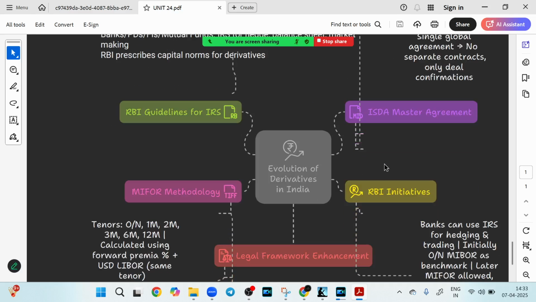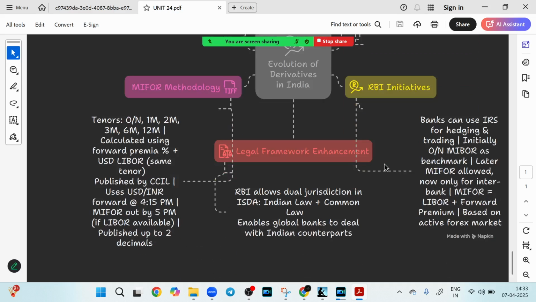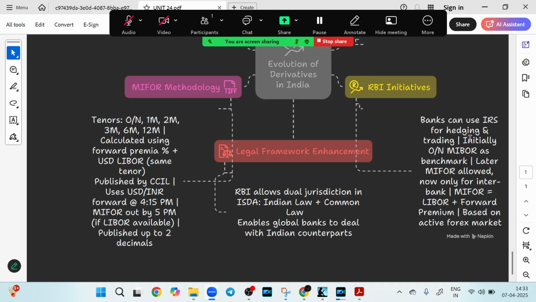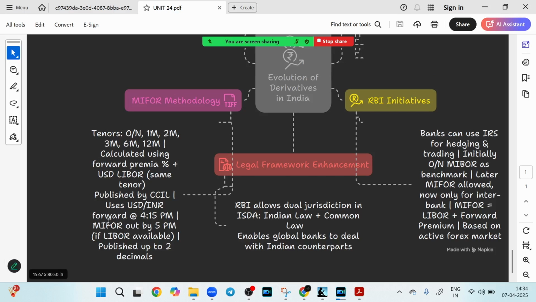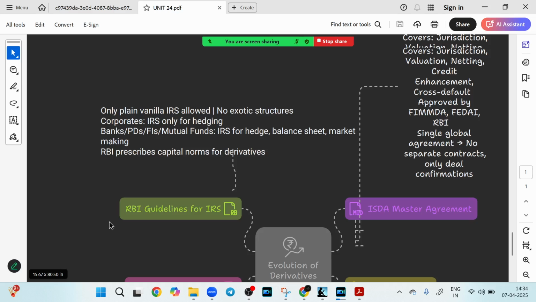Basically, in India only plain vanilla IRS are allowed. I told you earlier, right? RBI allows only plain vanilla IRS for hedging and speculation, no exotic, no complicated structure. Corporates can use IRS only for hedging, not speculation. Remember it. Let me show you where it is written.